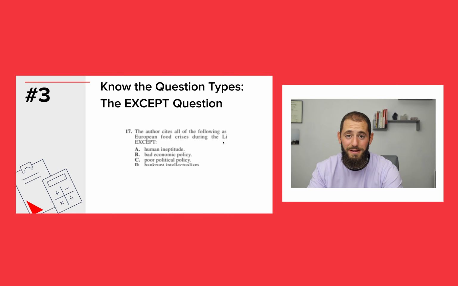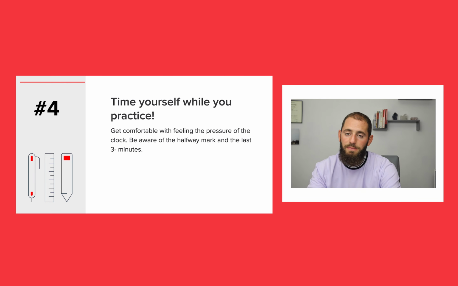I do it last, okay? Because it takes a lot of time. And I try to keep these in my head, and when I see one of them, I go and cross it out. We'll talk about the except questions. So those are the question types. And we'll talk more about the strategies, and we'll break down the question types and things like that, all right? Time yourself while you practice. 8 minutes per passage.